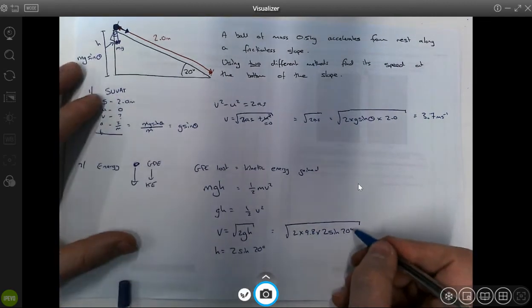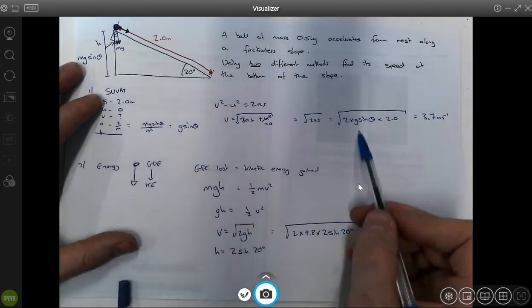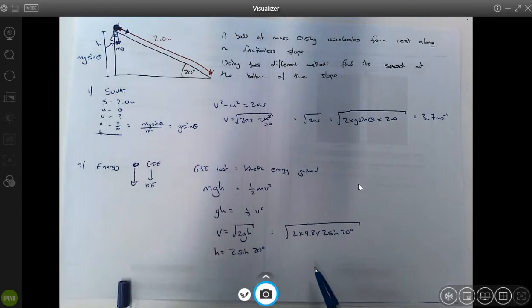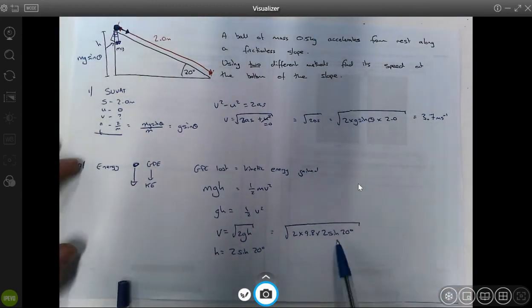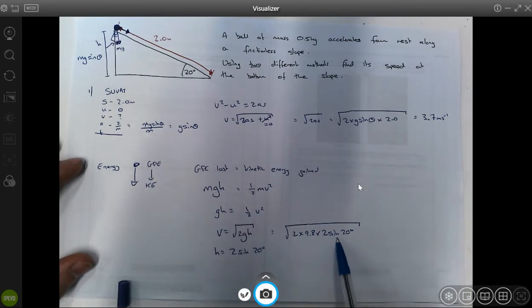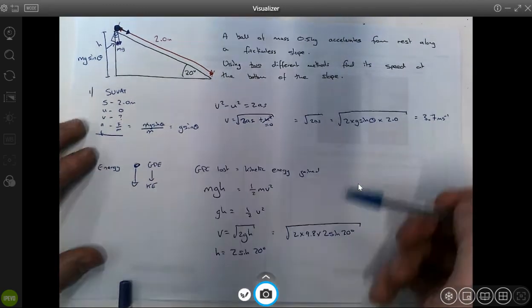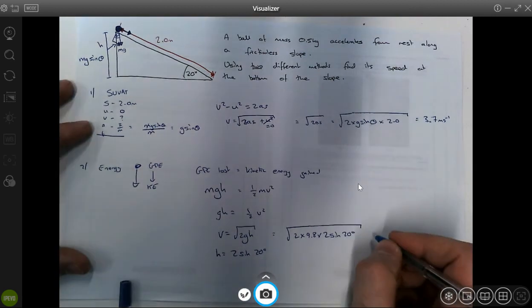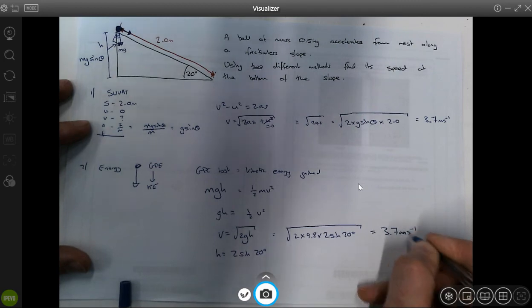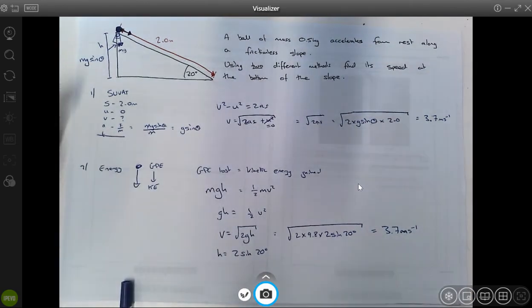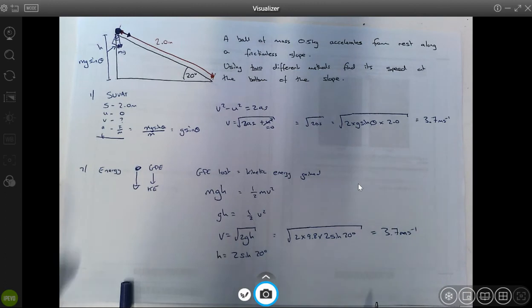Now again, you will notice that these formulas now are almost identical. The only difference is that here it was g sine 20, we're resolving the force. Here we are resolving the height and the distance, but mathematically they end up being the same, because of course we're going to get the same answer, which will be 3.7 meters per second. So in an exam, if they just say find the speed, you're allowed to use either method. However, they might specifically say use one of these methods, in which case you do have to use that method, otherwise they won't give you the mark.